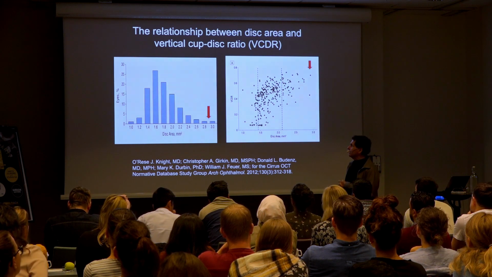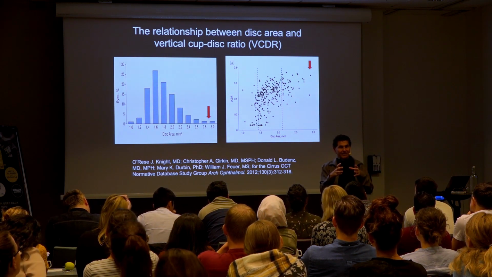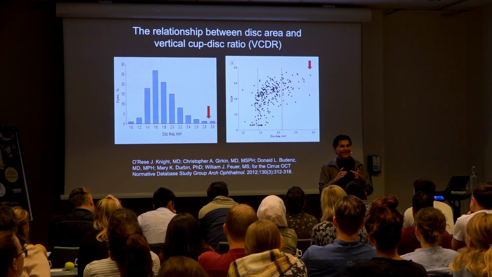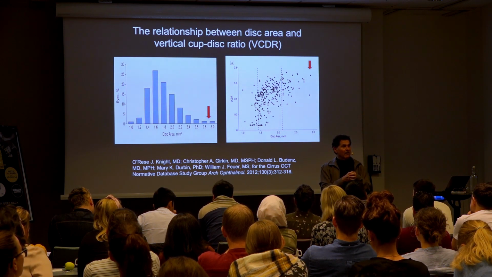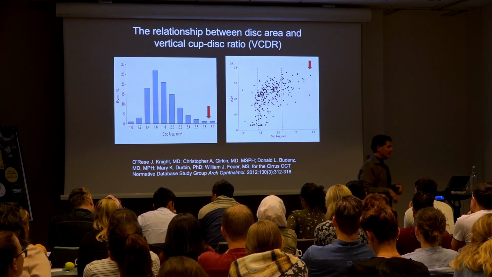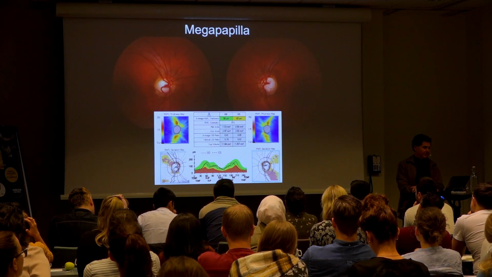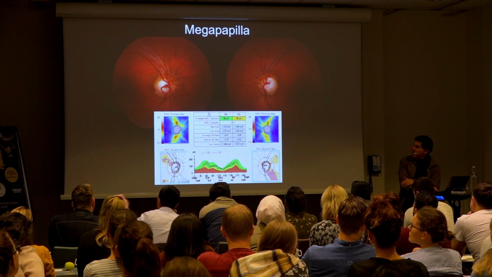So keep in mind that the larger the opening, if you have 1.3 million axons going through a larger opening, you've got plenty of room, right? As opposed to a smaller opening where they're squished together and you have no cup. So remember that the cupping is usually proportional to the amount of disc area. So this was a case of megapapilla.